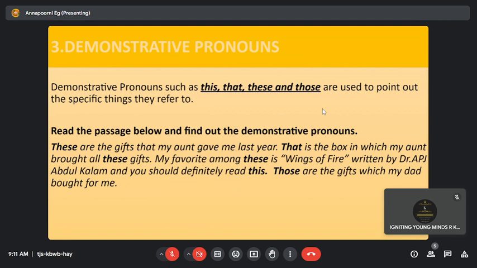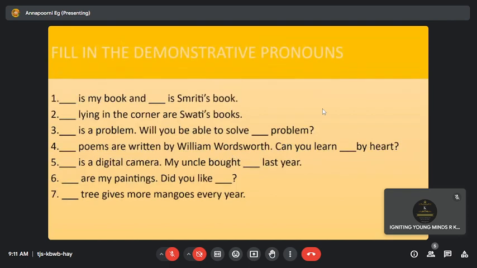So this and that are singular, these and those are plurals. Now, this and these are nearer, that and those are far objects, objects or persons. Okay. So now there is a fill-ups for you. Dash is my book and dash is Smriti's book. Can you try to answer?